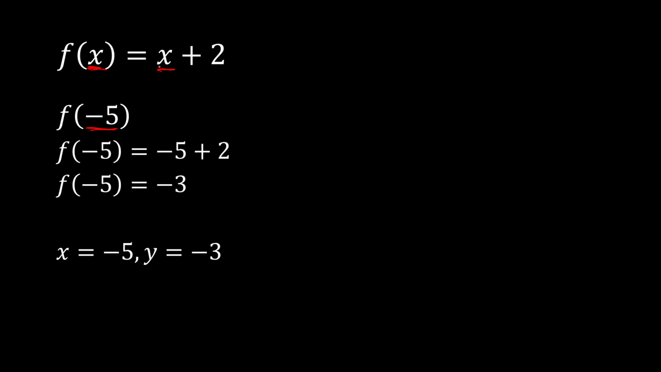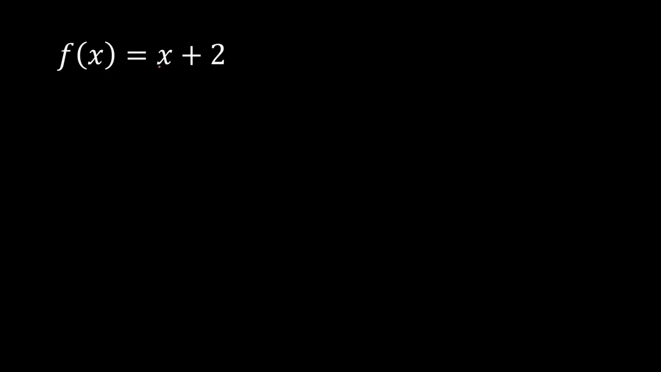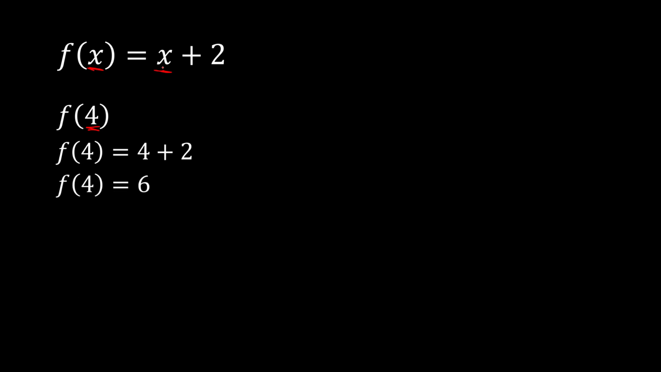I'm going to do one more because this is kind of weird to get used to. Using the same function, once again, I could ask, find f of 4. So what that means is, what is y when x is 4? Notice in place of the x, I'm putting in a 4. So instead of x plus 2, I have 4 plus 2, which is equal to 6. So when x is 4, y is equal to 6.